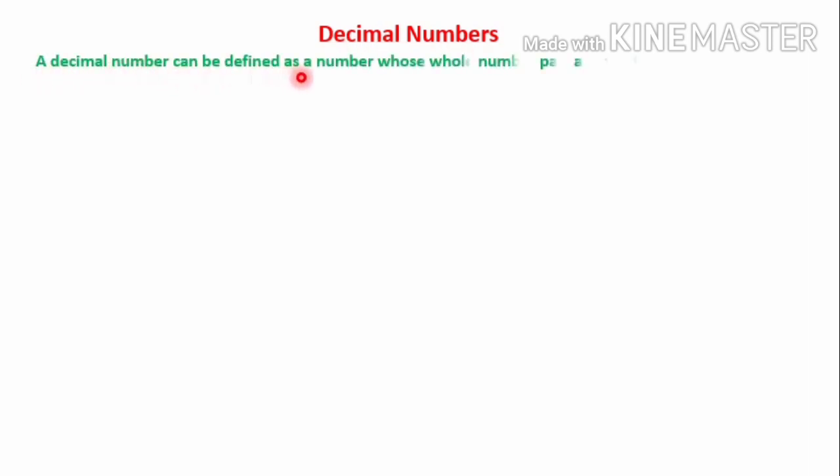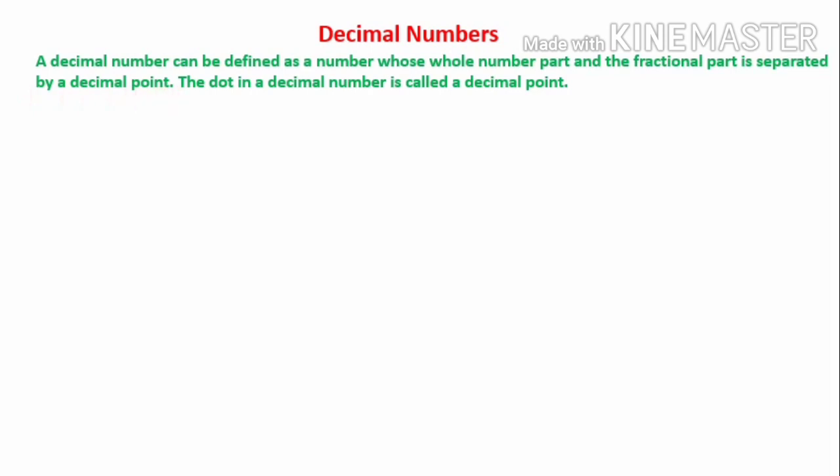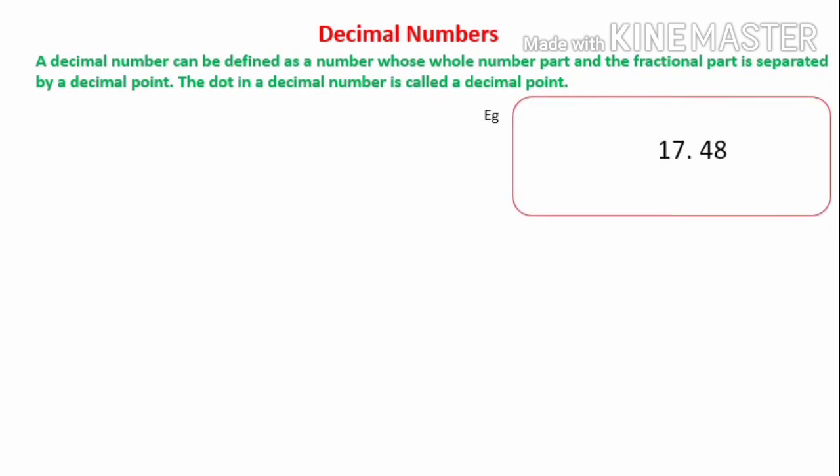Before starting the session, let's rewind the term decimal numbers. A decimal number can be defined as a number whose whole number part and the fractional part are separated by a decimal point. The dot in a decimal number is called a decimal point. Let's take an example, 17.48. In this number, 17 is called the whole number part, the digits 4 and 8 together we call the decimal part, and the dot which separates 17 and 48 is called the decimal point. This is what we have learned in the smaller classes.